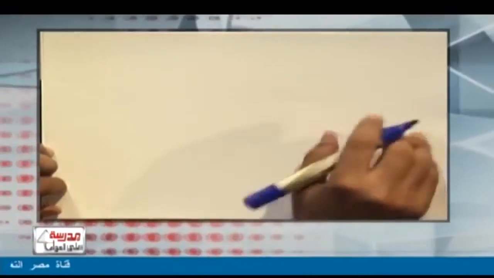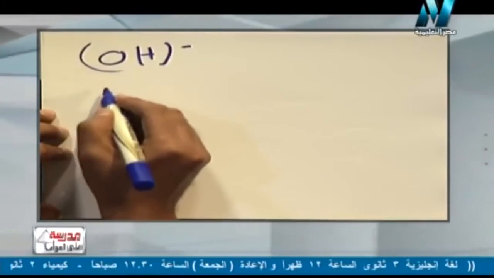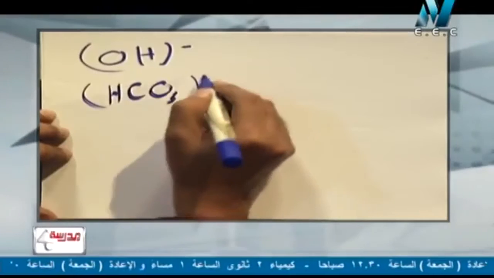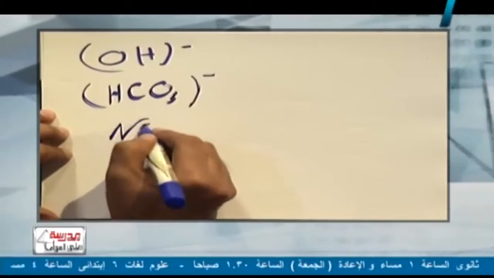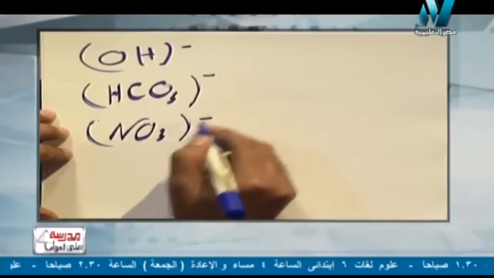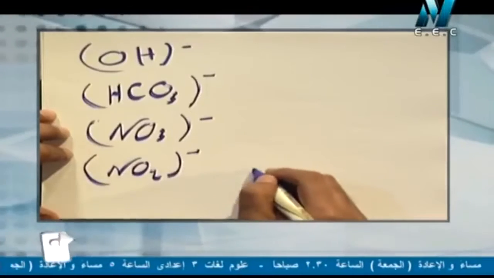But let me, Mr. Muhammad, give an idea about some atomic groups. We have OH, negative 1. It's called hydroxyl. Number 2, we have HCO3. It's called bicarbonate, negative 1. And we have NO3, nitrate. And we have NO2, negative 1, nitrite.